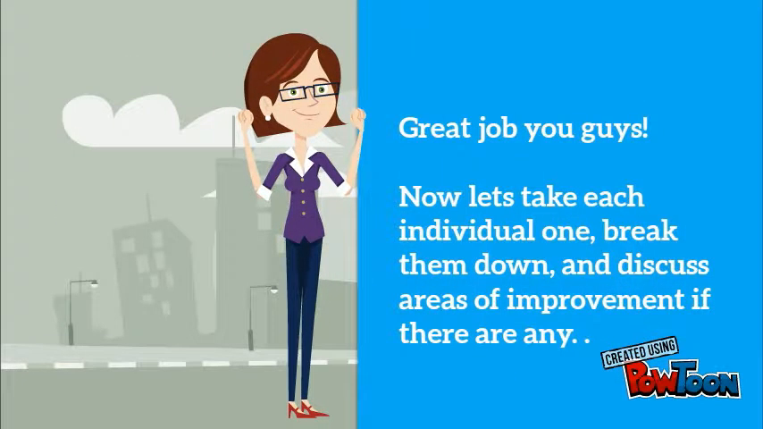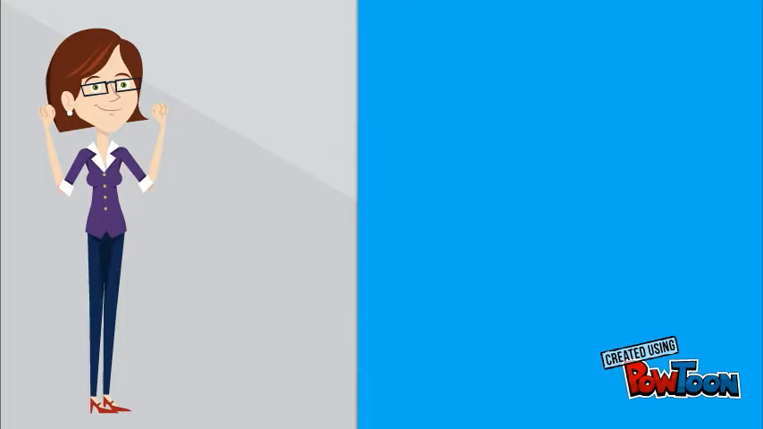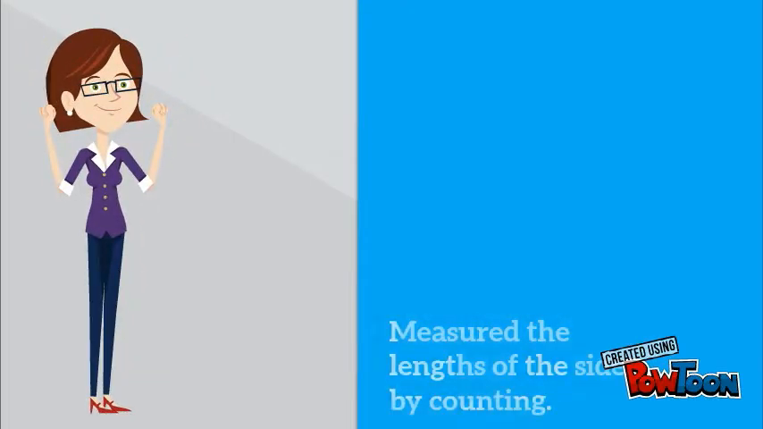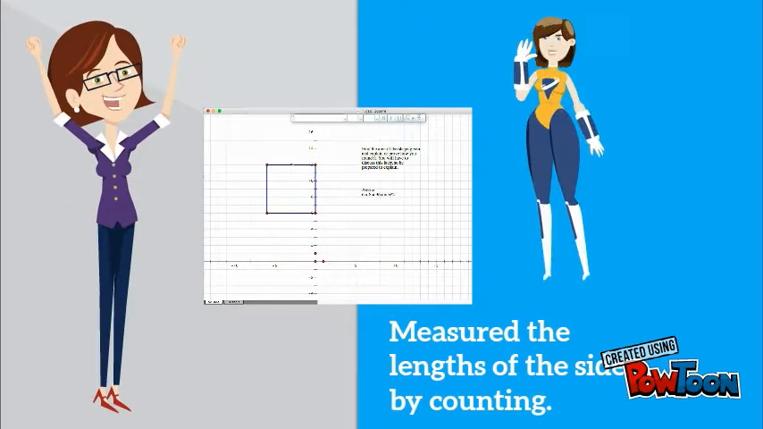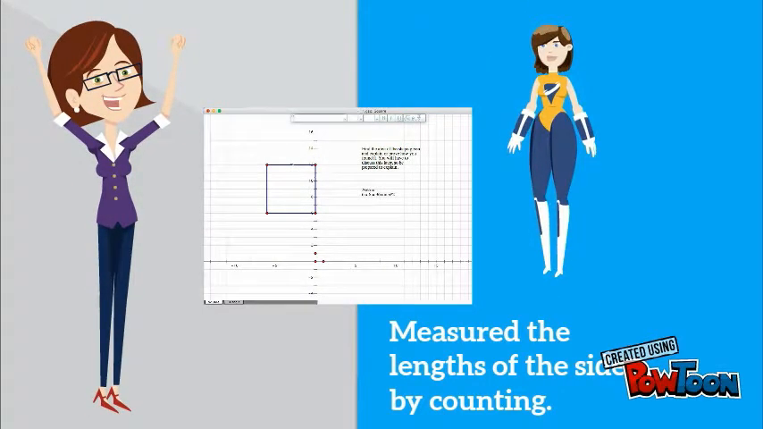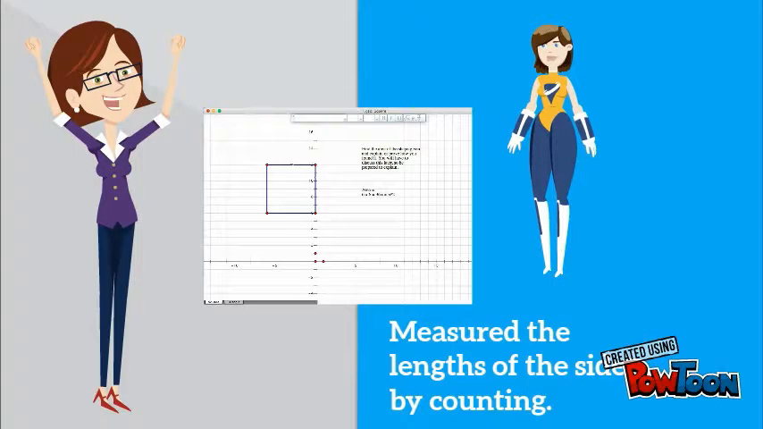Now if everyone can look up at the smartboard, I will have each individual's document pulled up so we can discuss. Let's start with you, Super Sarah. You explained that you counted up to get the lengths of the sides of the square. You ended up with an area of 36 units squared, which is correct. Can you think of another time when counting to find the lengths of a square wouldn't work, and what exactly you would do?